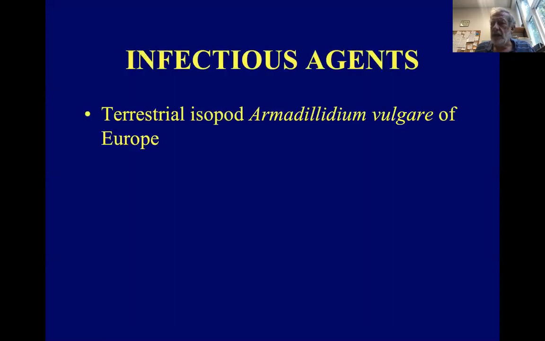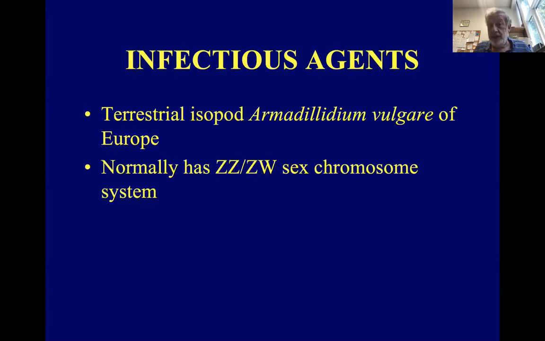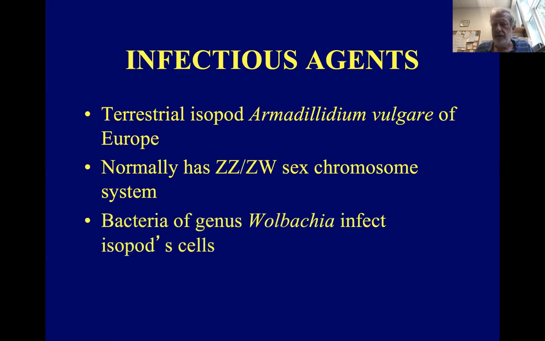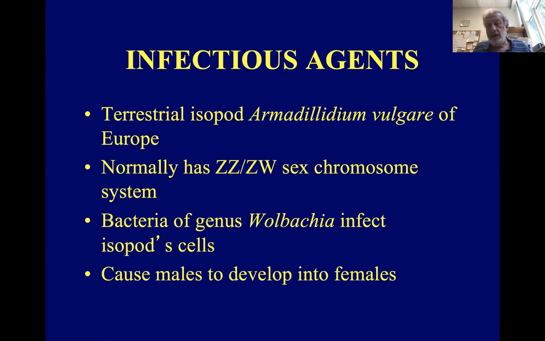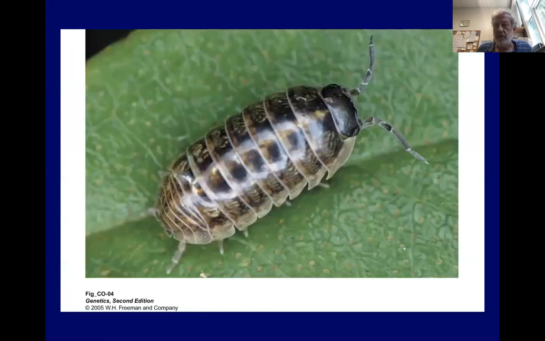Infectious agents: isopods, or little terrestrial crustaceans in Europe, normally have a ZZ/ZW sex chromosome system, but if they are infected with some bacteria in the genus Wolbachia, that changes the males into females. Here's a little guy here. We call them in this country roly-polies or pillbugs or sowbugs.